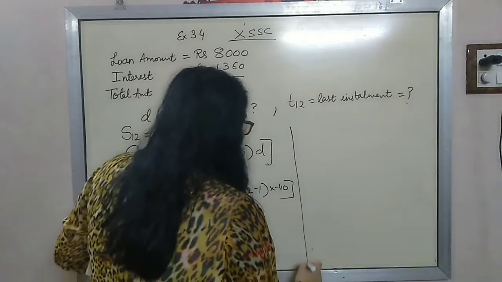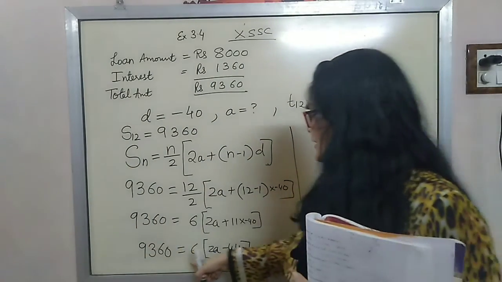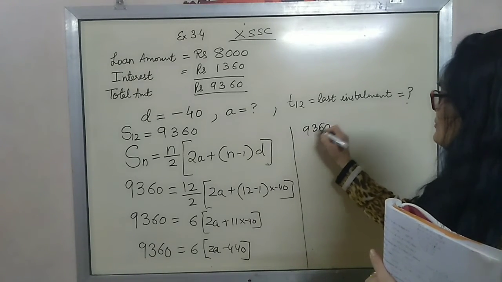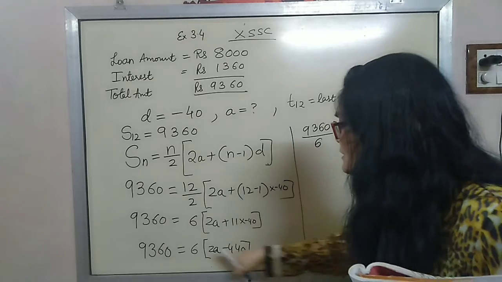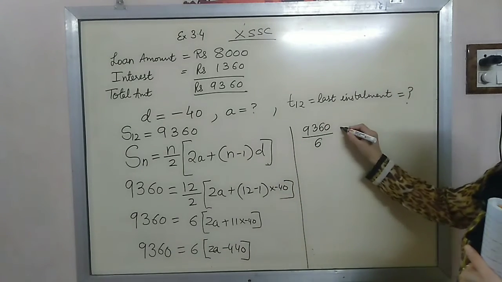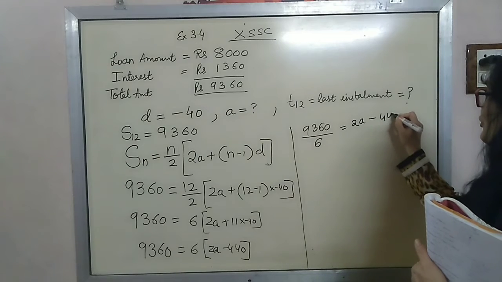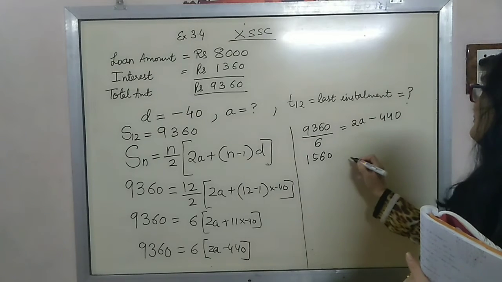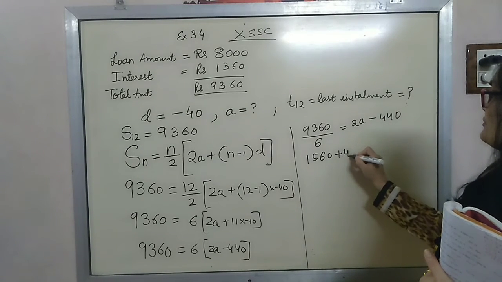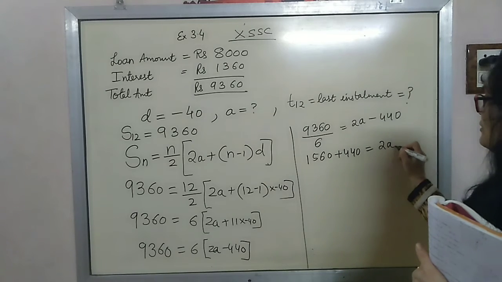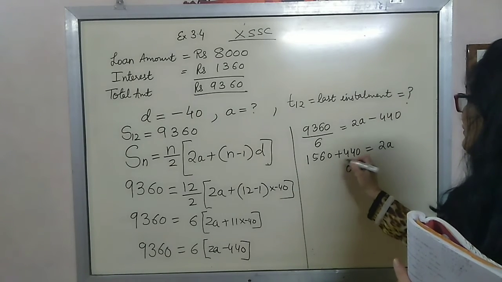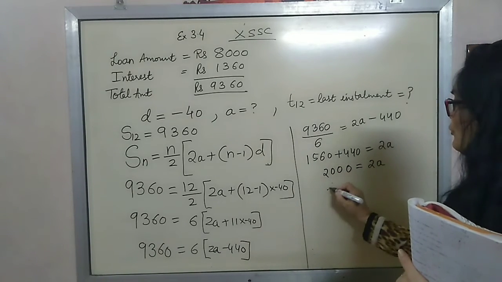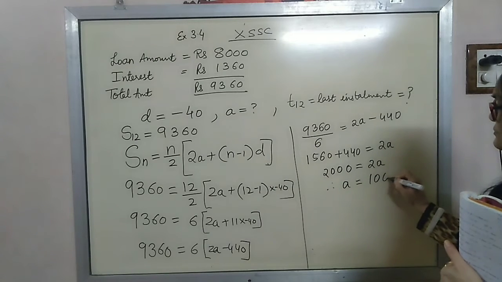Now solve this. You can take 6 down over here. So 9360 divided by, since there is a bracket over here, this 6 can go down. 6 is equal to 2a minus 440. Now 6 ones are 6, 6 5s are 30, 6 are 0. Okay, and then take this 440 here, is equal to 2a. So 2000 is equal to 2A. Therefore, A is equal to 1000.